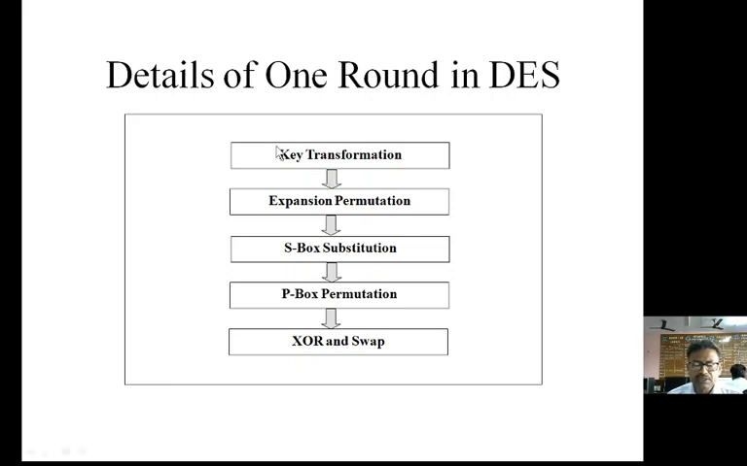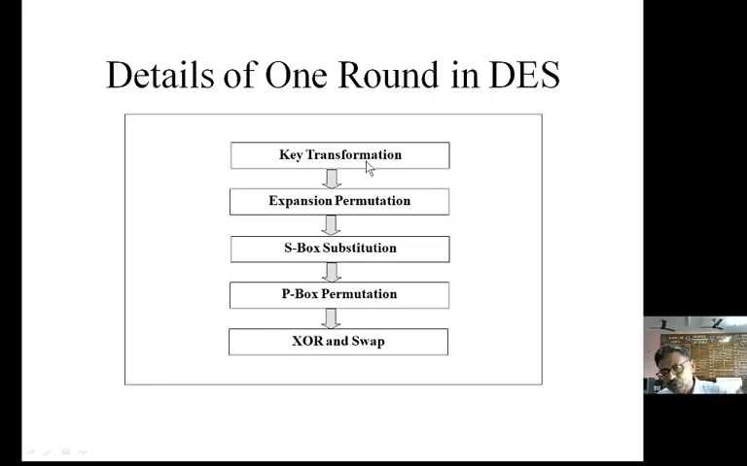The first one is the key transformation. Key transformation means for 16 rounds we require 16 keys. So the 16 keys are generated in this key transformation. In expansion permutation, the RPT, which is of 32-bit, is expanded into a 48-bit. Now in this key transformation, what is being done? First of all, we will discuss key transformation.